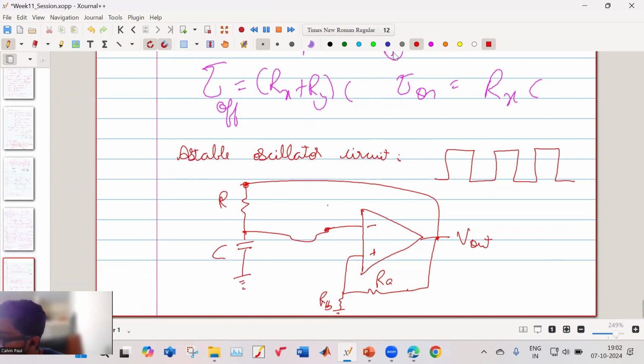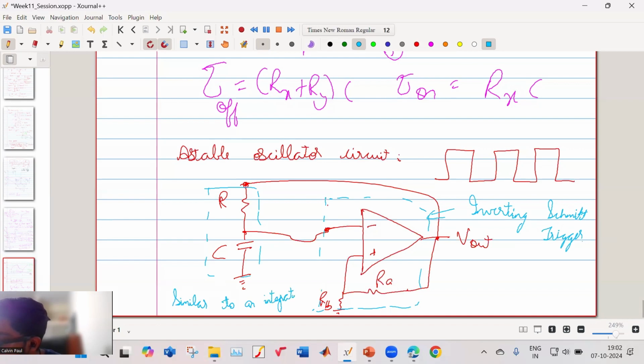So this part is your inverting Schmitt trigger. And this part is similar to an integrator, or kind of like an integrator. Except it is not exactly a pure integrator. It has some certain exponential rise, exponential fall, but it is similar to an integrator.